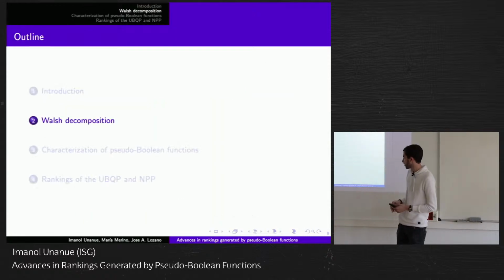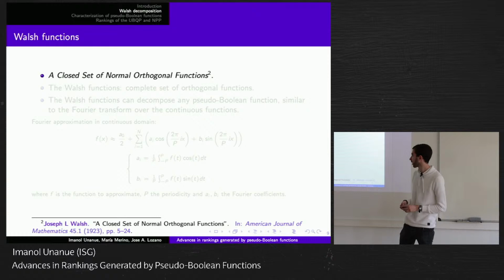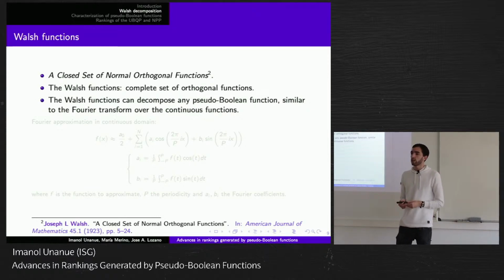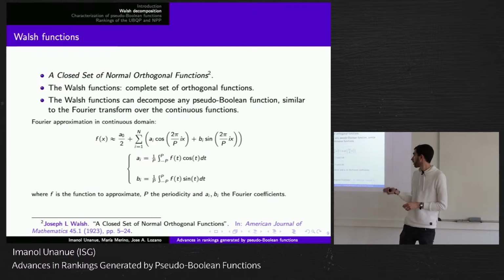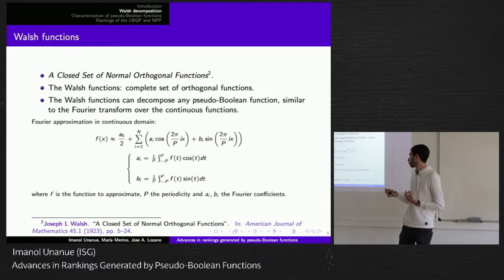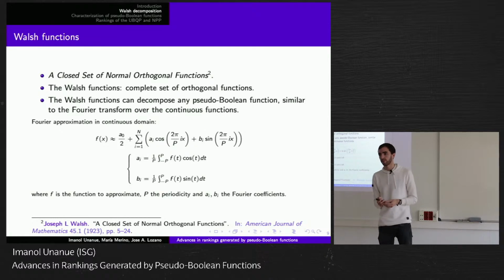So this introduces us to the second part, which is the Walsh decomposition. The Walsh decomposition was presented by Joseph Leonard Walsh in an article titled A Closed Set of Normal Orthogonal Functions, and it presents a complete set of normal orthogonal functions which works similar to the Fourier transform in continuous functions. A brief reminder: for a continuous function, the Fourier transform considers the base of cosines and sines, and then tries to approximate that fitness function with them.